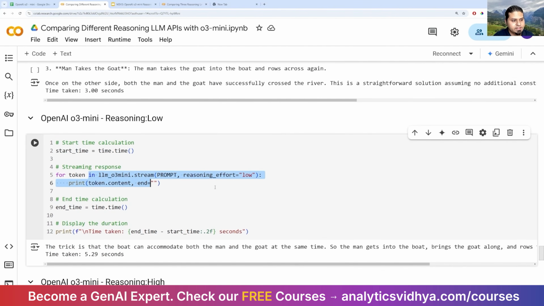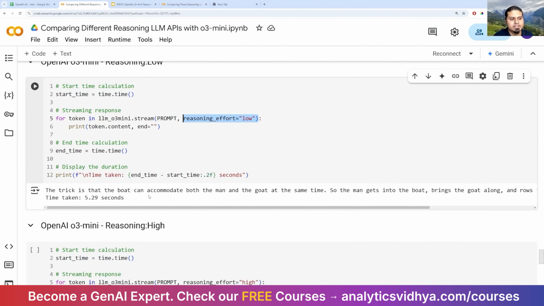With o3-mini, setting the reasoning level to low and getting the answer. The trick is that the boat can accommodate both the man and the goat at the same time. Man gets into the boat, brings the goat along, rows to the other side. That's it. Classic. Simple, straightforward answer in only 5 seconds. Pretty much the best answer.